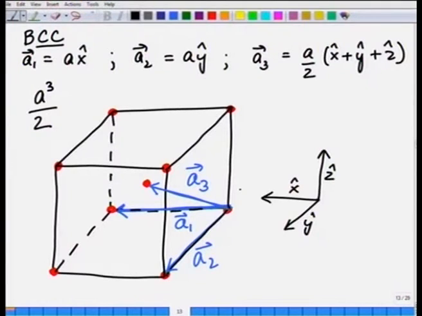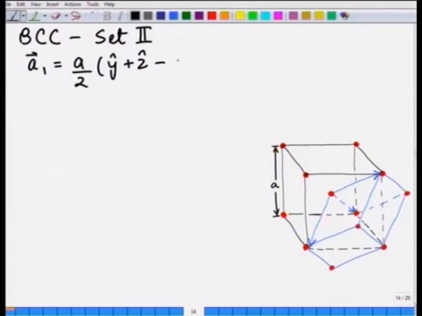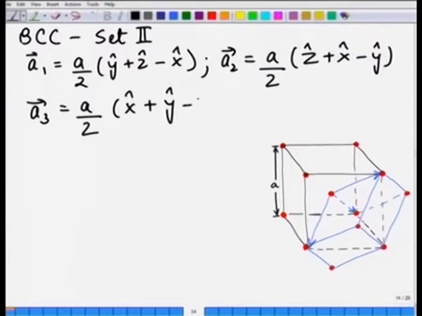Let me take another choice of lattice vectors. So, this is set 1. Let us take set 2. Let us say A1 is a by 2 times y hat plus z hat minus x hat, A2 equals a by 2 times z hat plus x hat minus y hat, and A3 is the vector a by 2 times x hat plus y hat minus z hat. Let us suppose you choose vectors like this.